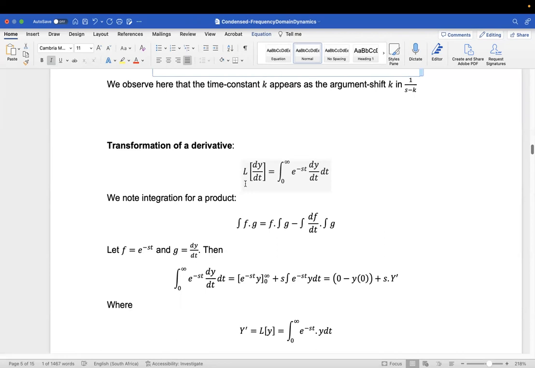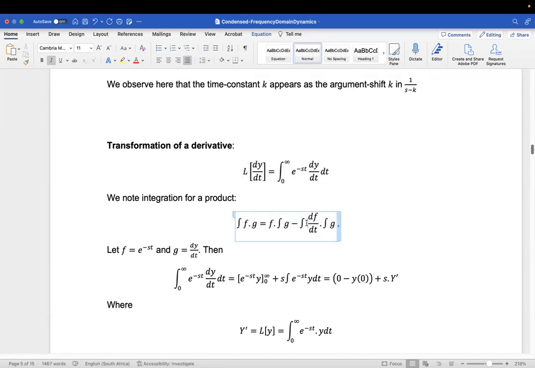So it's an operation on an operation. And so it's e to the minus st times the function itself, which is dy dt. And if we recall our integration of a product of two functions, if we position them this way, if the two functions are f and g, then the result will be f times the integral of g, minus the integral of the derivative of f times the integral of g.